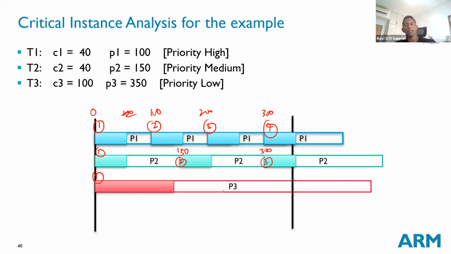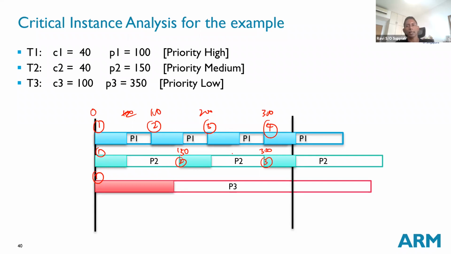As you can see, what is happening at that critical instance is that while task 3 is trying to make use of the CPU, within that deadline of 350, I also have to make time for 4 instances of task 1 and 3 instances of task 2.